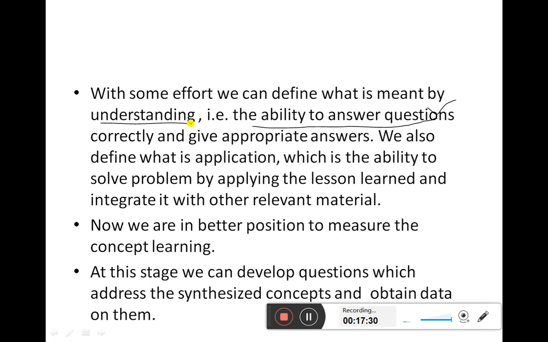The next is the ability to answer the questions correctly and give appropriate answer.